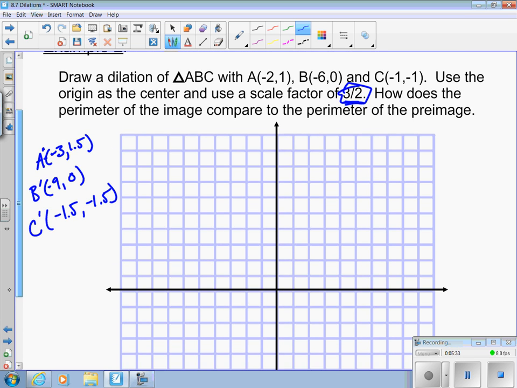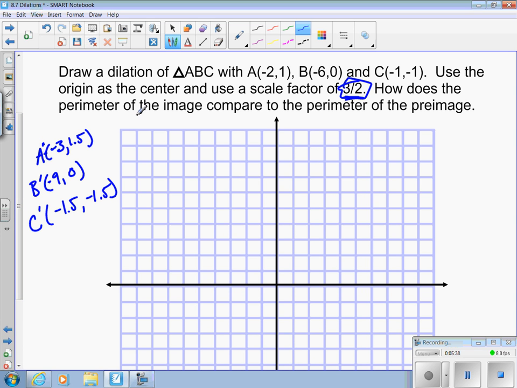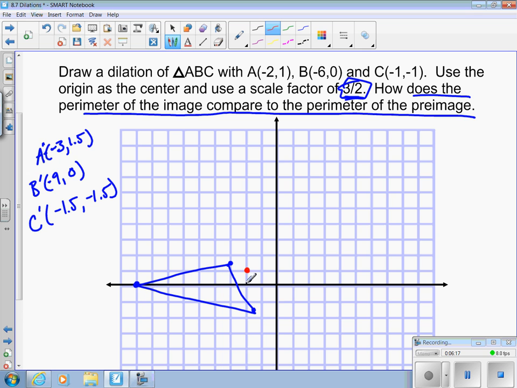And now I can plot. How does the perimeter of the image compare to the perimeter of the pre-image? Well, I'm going to give you a clue. Remember the dilations. I'm going to plot these points. That's A prime, negative 3, 1.5, B prime, negative 9, 0, C prime, negative 1.5, negative 1.5, is going to be down here. So there's the image after the dilation. You can plot these too: negative 2, 1, negative 6, 0, and negative 1, negative 1. This was the original pre-image. And notice we were dilating it about the origin.